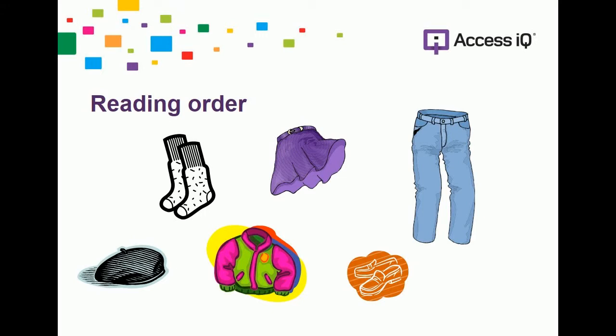Reading order. Test the reading order of a slide by tabbing through the slide and checking that each element is highlighted in the order you wish it to be read. If not, select the last element you wish to be read on a page, right-click, and choose the grouping option. Select Send to Back. Continue this process in reverse order.